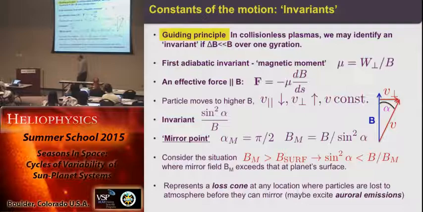And so what probably is going to happen with that particle is that it's going to collide with neutral species in the atmosphere and excite auroral emissions. But importantly, we can quantify what's called a loss cone at any position along the field line. If the direction alpha of our particles satisfies this inequality here, then that cone of particles, if you will, traveling in that cone of directions, are going to be lost to us and enter the atmosphere.